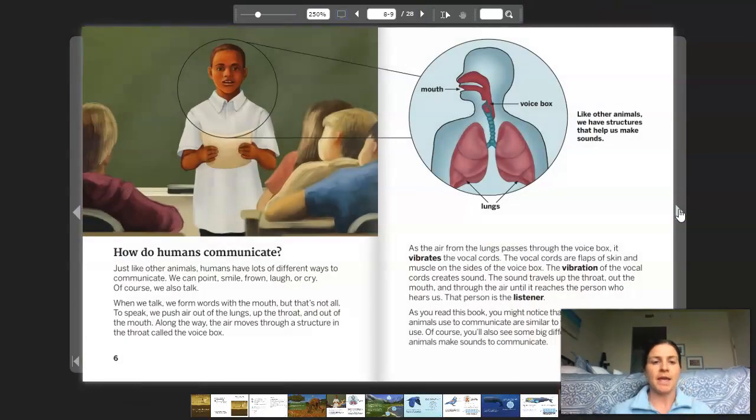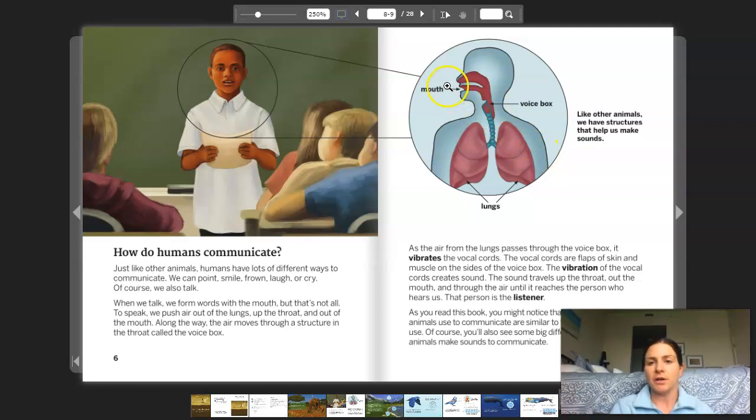How do humans communicate? Just like other animals, humans have lots of different ways to communicate. We can point, smile, frown, laugh, or cry. Of course, we also talk. When we talk, we form words with the mouth, but that's not all. To speak, we push the air out of the lungs, up the throat, and out of the mouth. Along the way, air moves through a structure in the throat called the voice box.